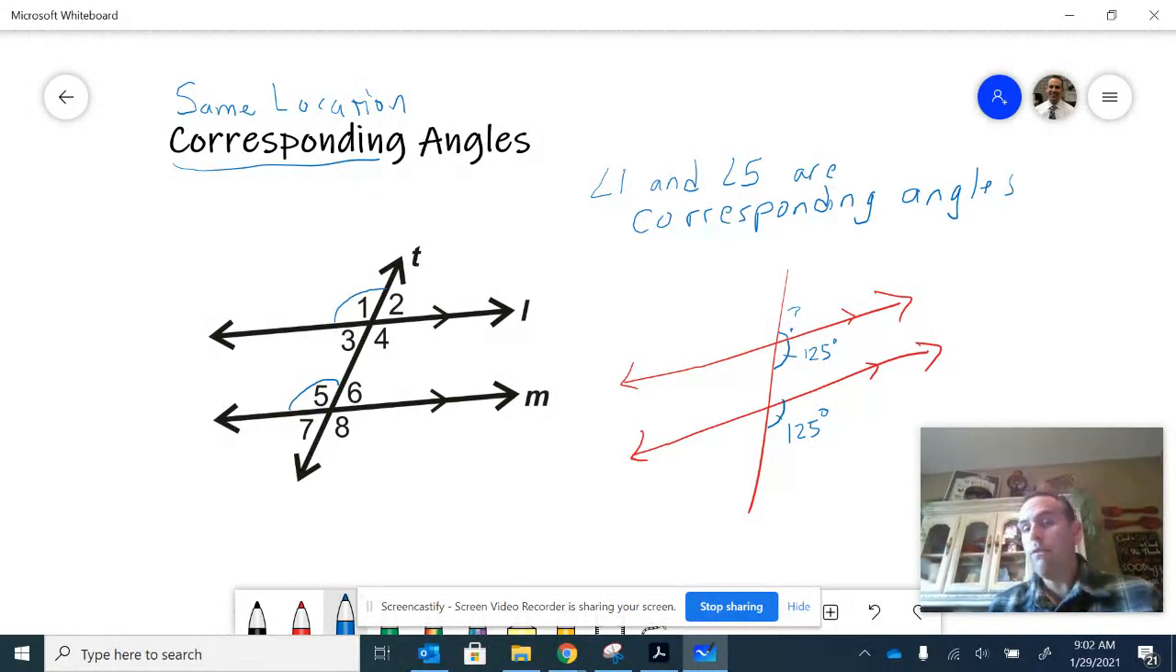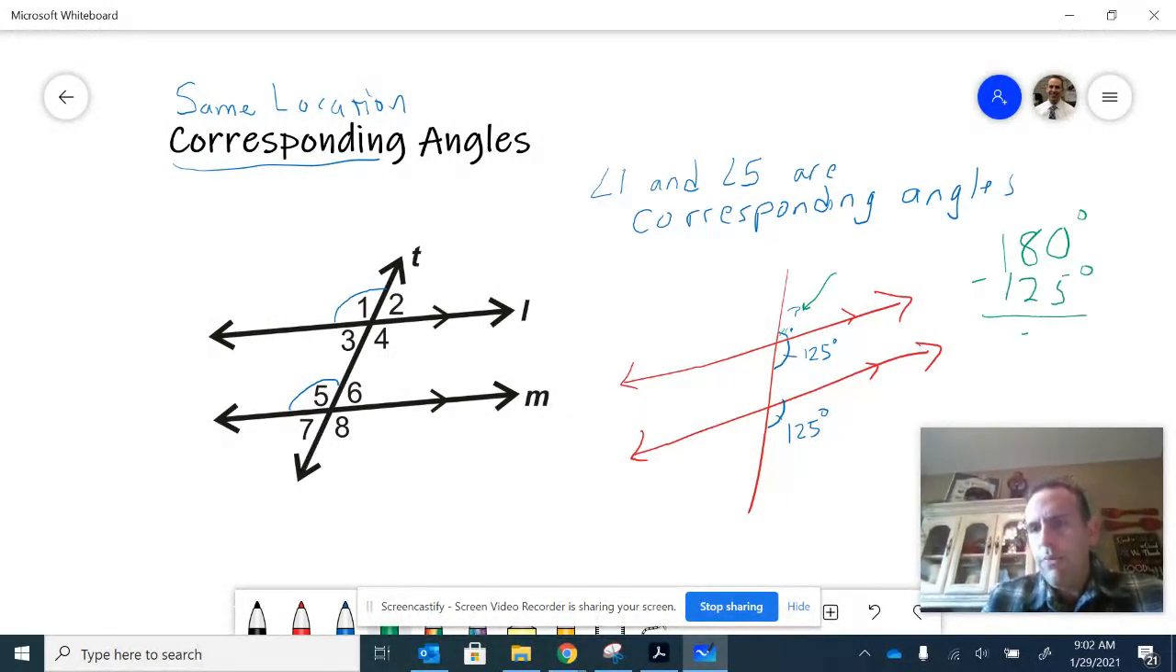And if I knew that information, then I could determine my missing angle, the one on the top right, because it is a linear pair with the 125. If I did 180 degrees, I subtract off the 125 degrees. I believe I'm going to get 55 degrees. That would help me determine the measure of that angle.